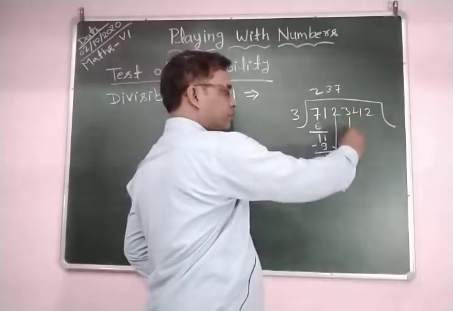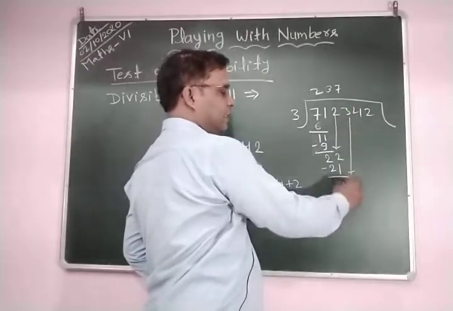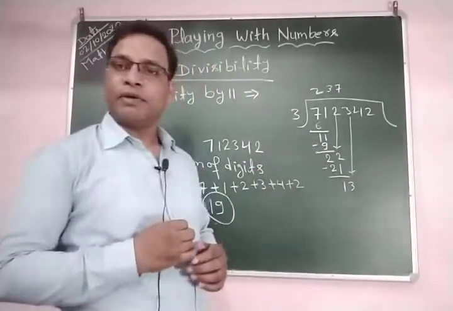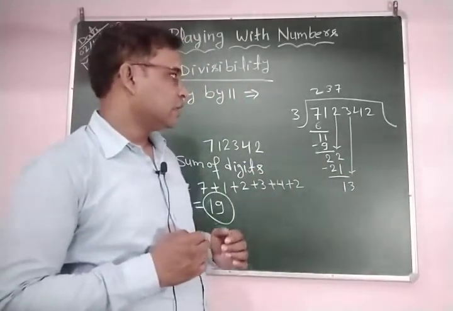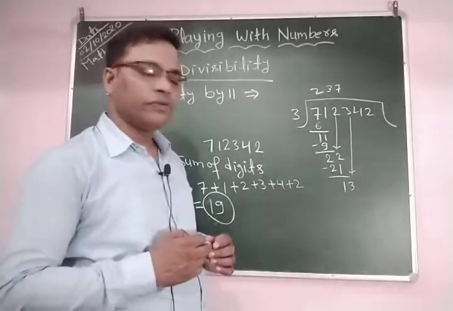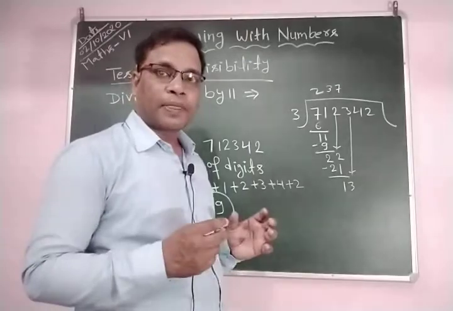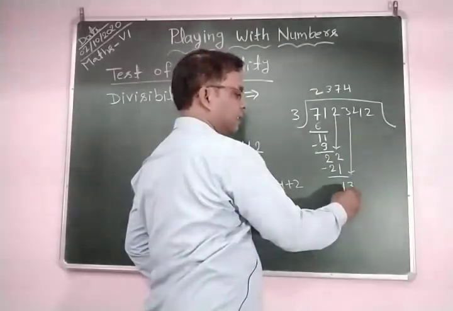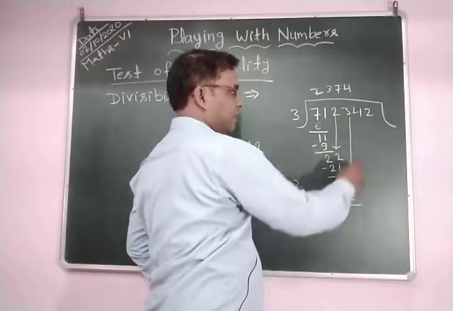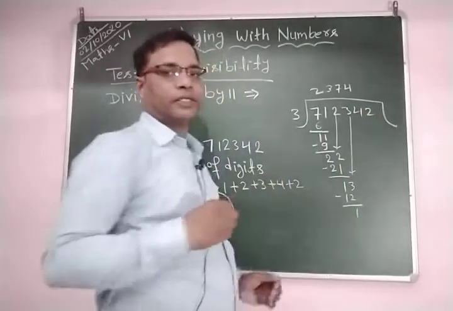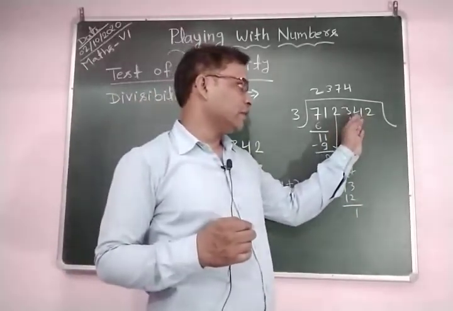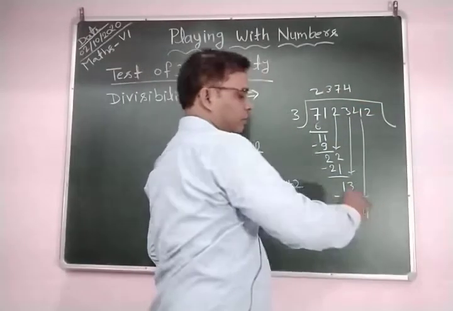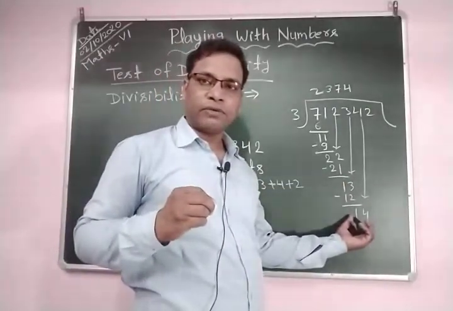Now again we bring down this 3 here. This is remainder 1. When we bring down this 3, this is equal to 13, and 13 is our new dividend. Again we divide this 13 by 3, so we get the quotient 4. So we write here this quotient 4, and 4 threes are 12, and we subtract them, and we have here 1. 1 is our remainder. Next we bring down the next digit 4. When we bring down this 4, our remainder becomes 14. 14 is our new dividend.